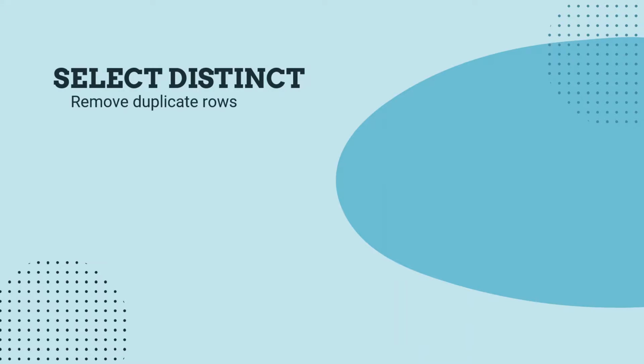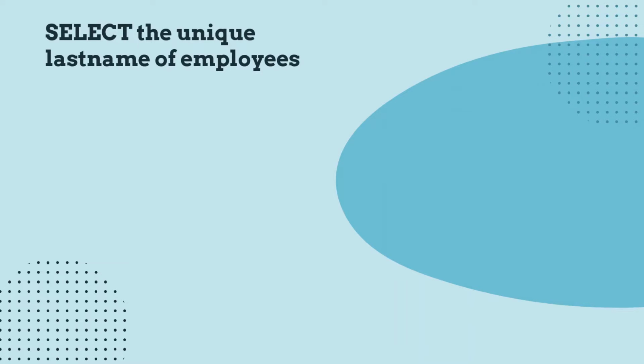When querying data from a table, we may get duplicate rows. In order to remove these duplicate rows, we can use the distinct clause in the select statement. The syntax of using the distinct clause is select distinct, and then select list, from, and then table name. Let's take a look at a simple example of using the distinct clause to select the unique last names of employees from the employees table.